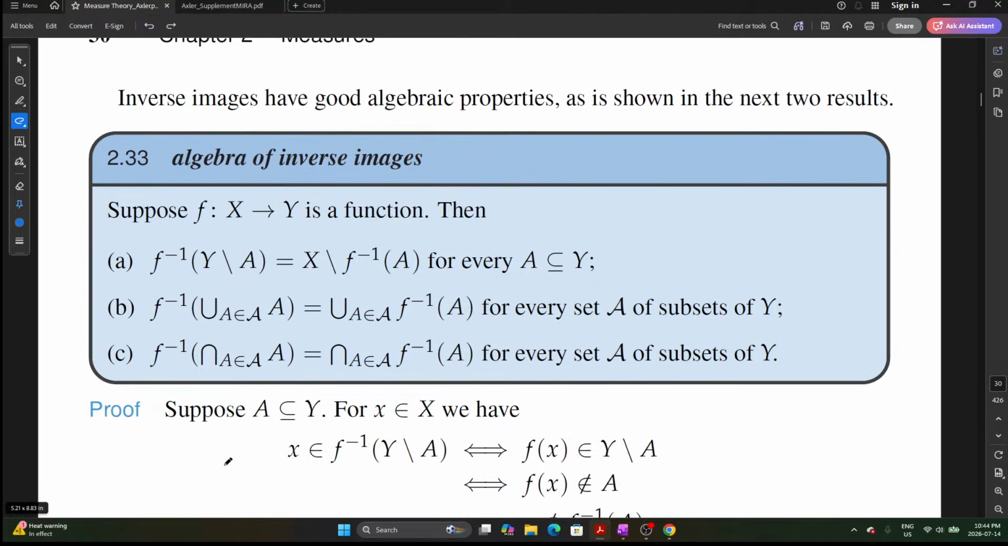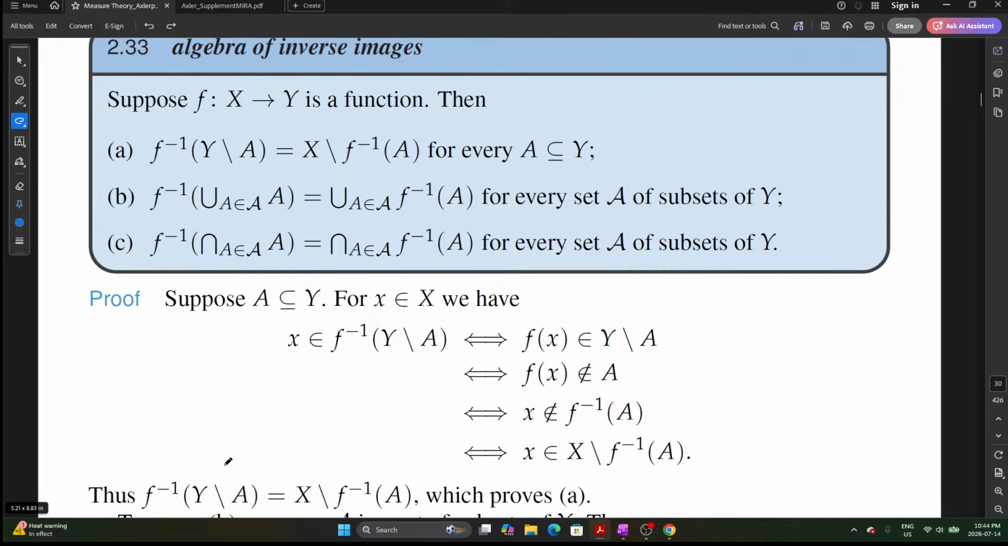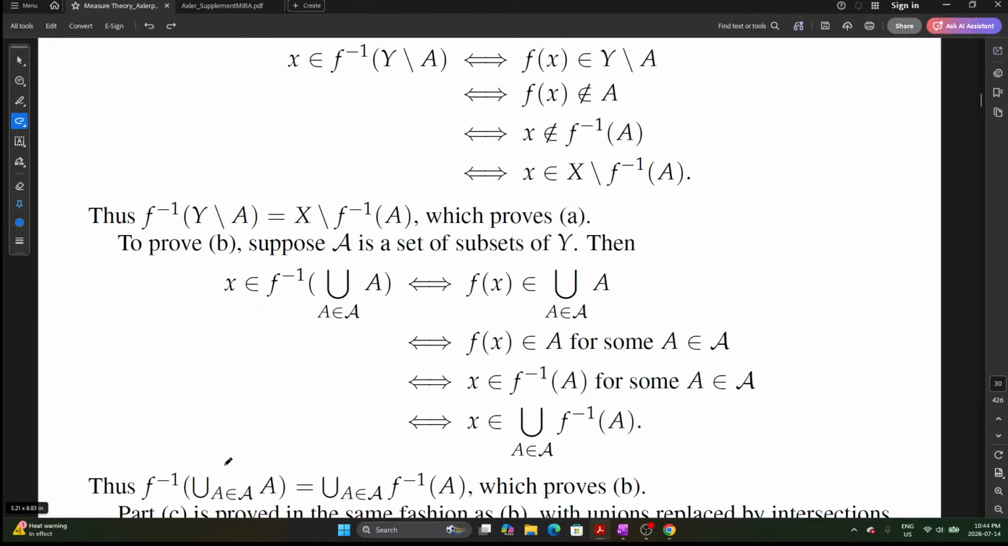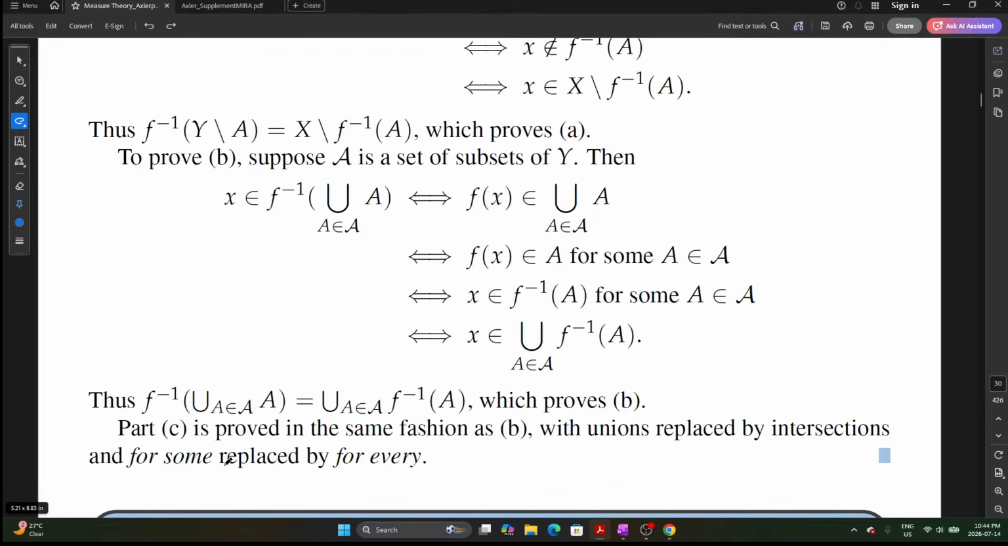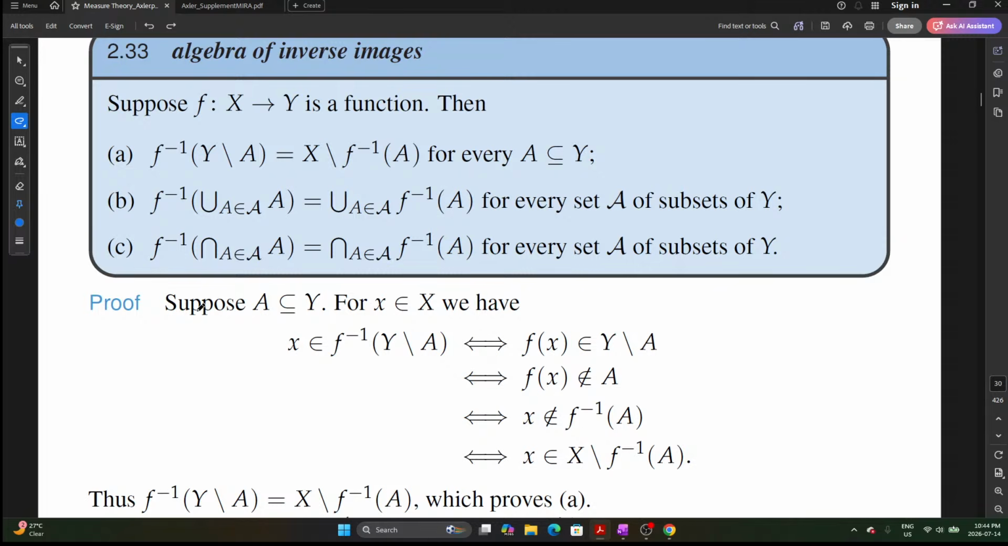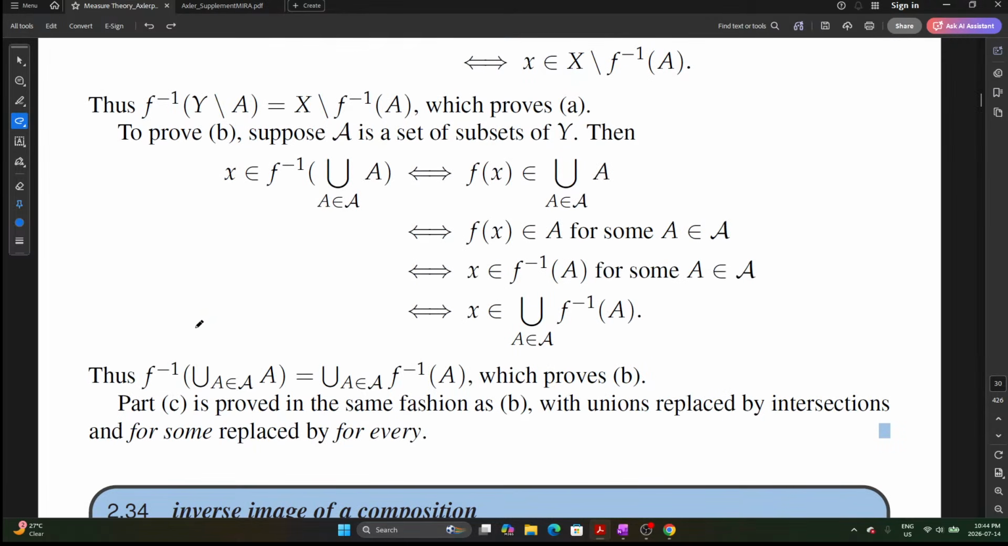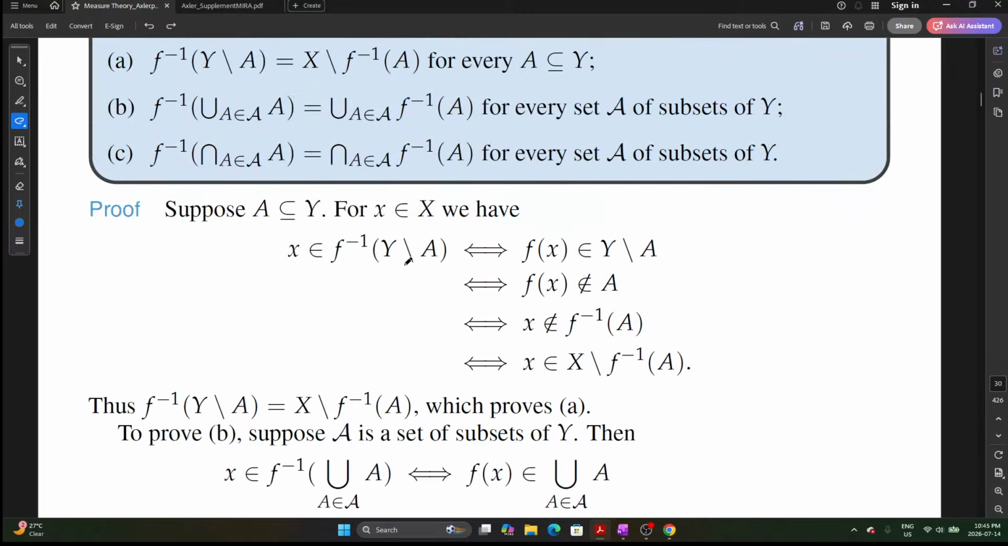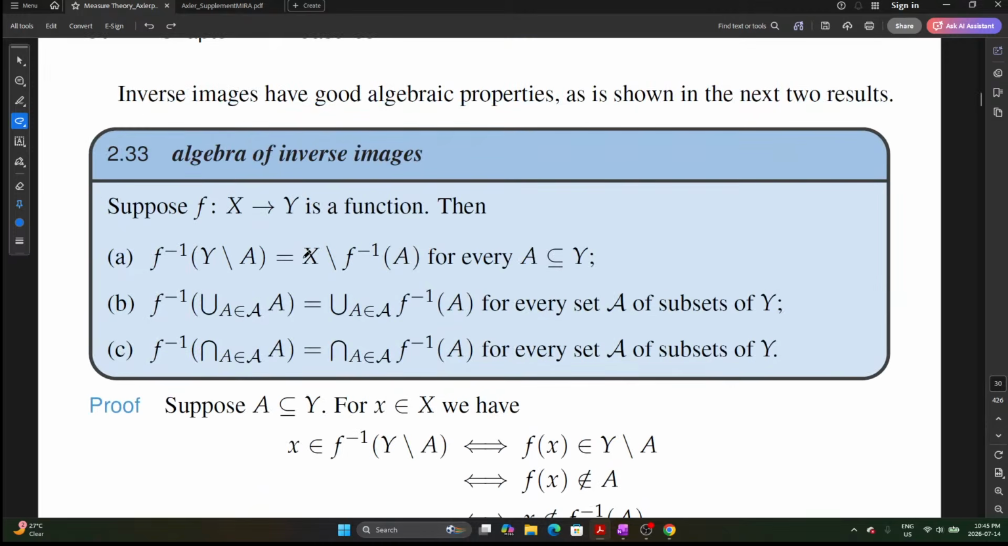Okay, so let's prove one. Axler proved A and B, and said C is proved in the same fashion as B, with union replaced by intersection, and "for some" replaced by "for every." You know what? Let's do that, and just take these results as granted.